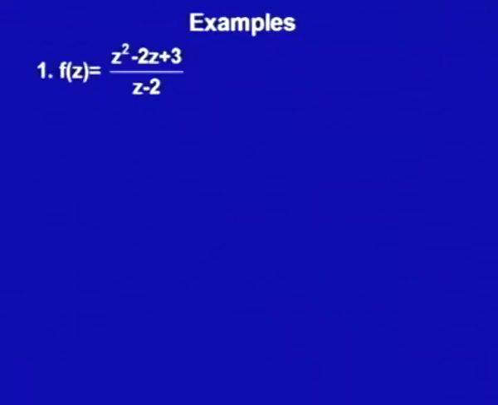First, f(z) is (z² − 2z + 3)/(z − 2). We have to find the poles of this function and the order of each pole. Here we see that this function can be rewritten as (z² − 2z)/(z − 2) + 3/(z − 2), that is, z + 3/(z − 2). So we can write f(z) as z + 3/(z − 2), and the principal part is 3/(z − 2).